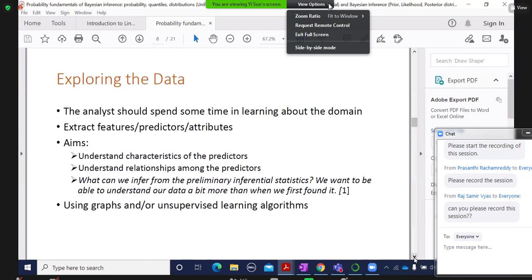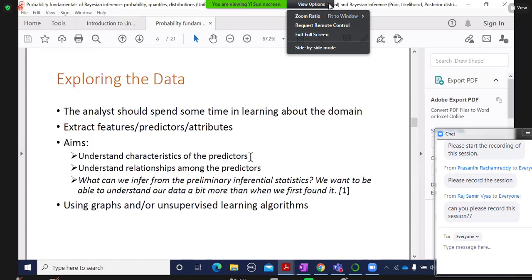Now, a very important stage, the third stage: exploring the data. After the data is collected, you should spend some time learning about the knowledge in the problem domain. It will help you to understand which features may be used in the next stage, for analyzing the data. And the aim is for you to understand the features of the predictors.